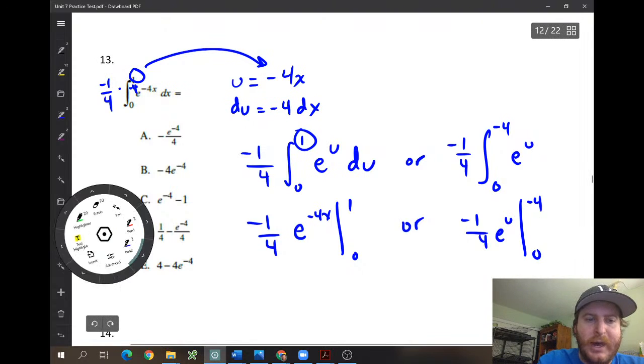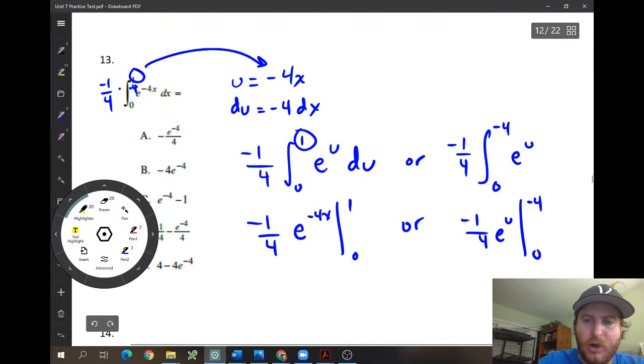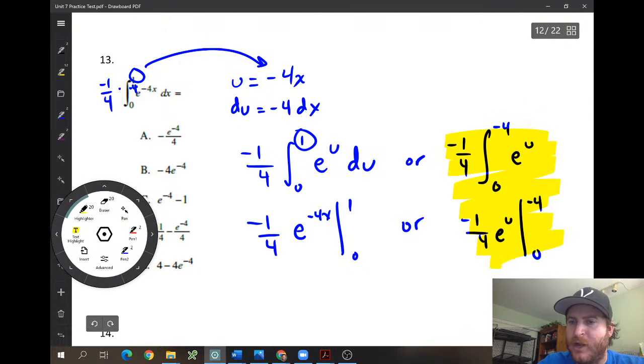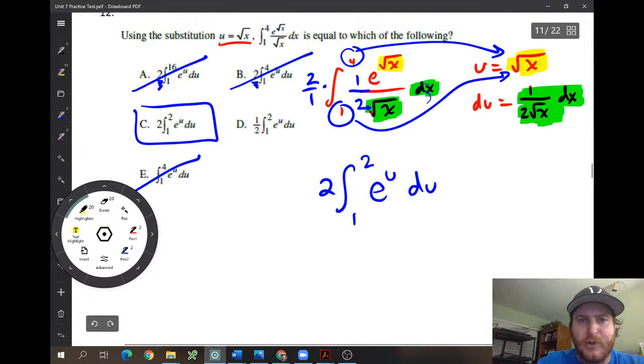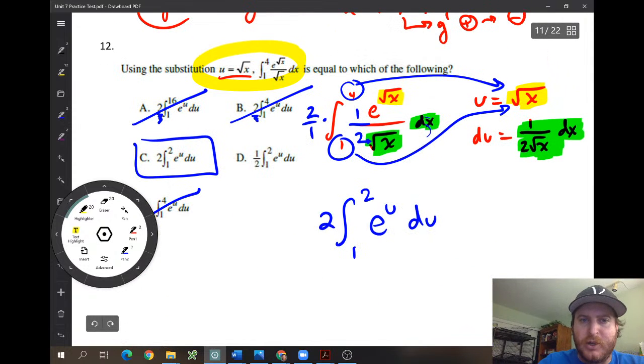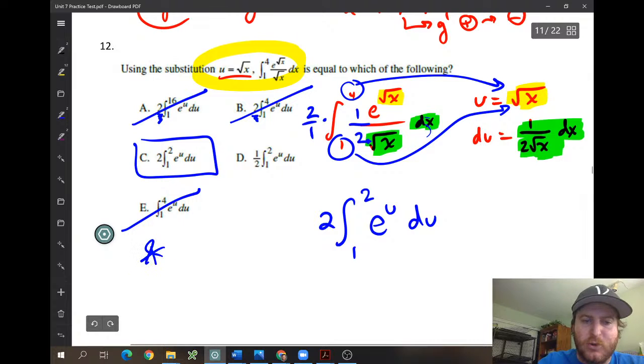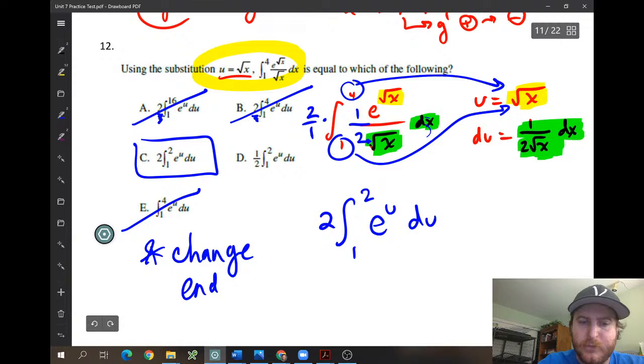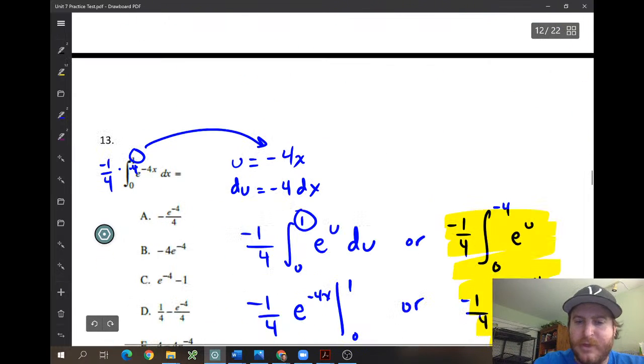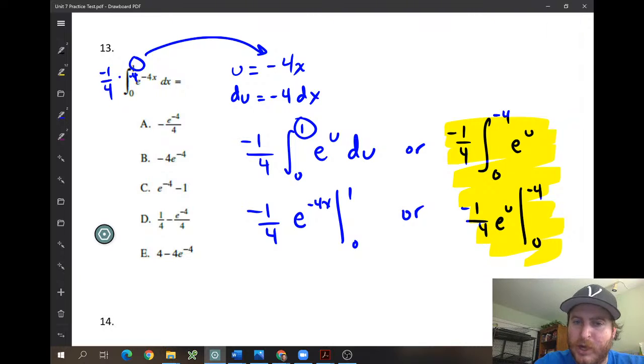But the reason why you absolutely need to know how to change your endpoints is for this question back here. On the question where they ask you about the substitution, they're always going to have changed the endpoints. So you need to remember, especially for this question, that you always need to change the endpoints. Now, when you do it yourself, when they're not asking you for something with the u in it, you can do either method. You can plug back in u, or keep u the same and change the endpoints.